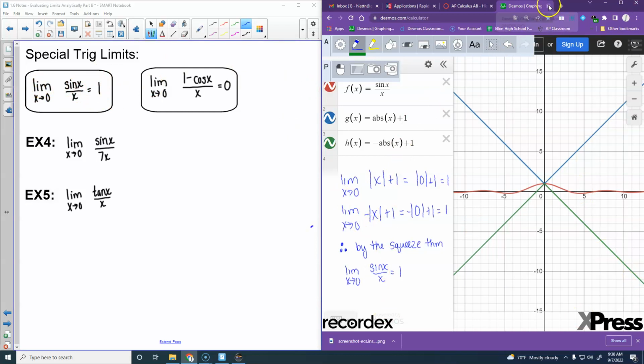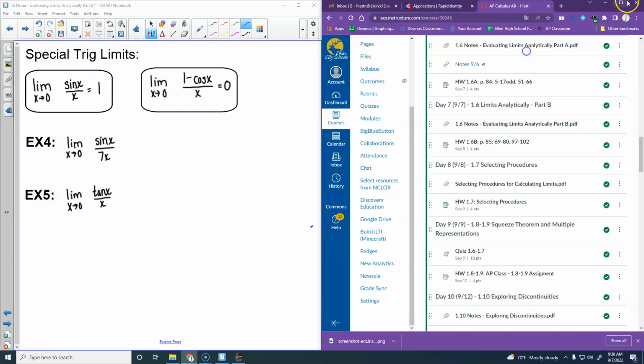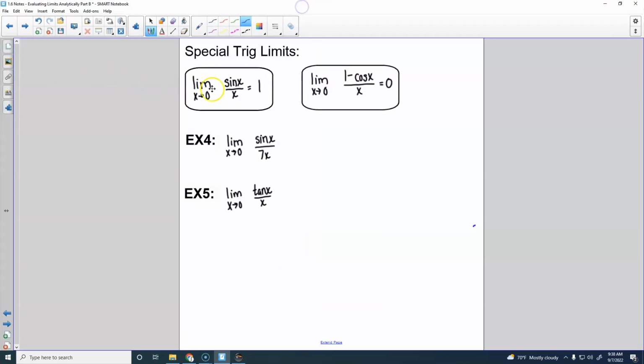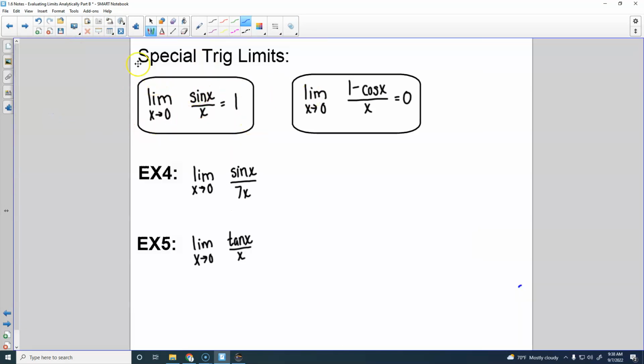So these two things right here are facts. They can be proven with the squeeze theorem, but you do not have to prove them with the squeeze theorem to use them. So I would probably put a star next to them. This you need to have memorized. Okay? You need to have memorized that the limit as x approaches 0 of sine x over x always equals 1. And the limit as x approaches 0 of 1 minus cosine x over x equals 0. Similarly, that can be proven with the squeeze theorem, but we won't go through that proof.